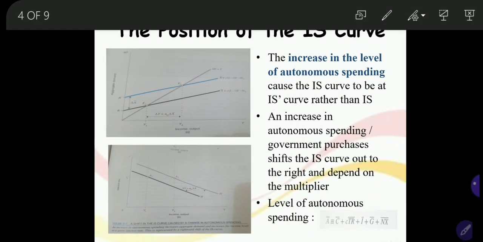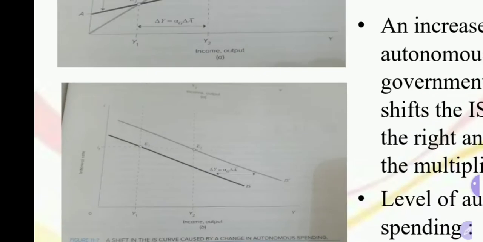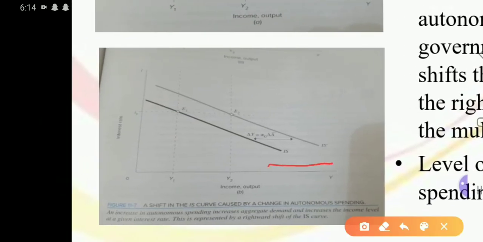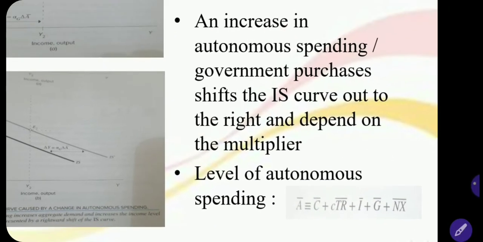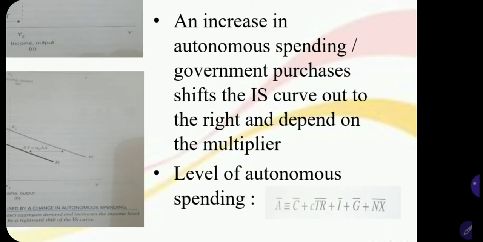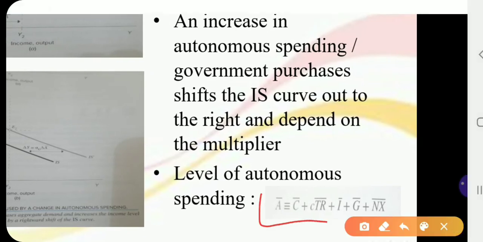These two figures conclude that the increase in the level of autonomous spending caused the IS curve to be at the IS' curve rather than the IS. An increase in autonomous spending, such as government purchases, shifts the IS curve out to the right and depends on the multiplier. You can see here it shifts to the right. How far it will shift depends on its multiplier. This also states how we will calculate the autonomous spending, by this equation.